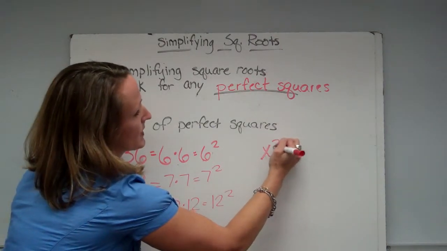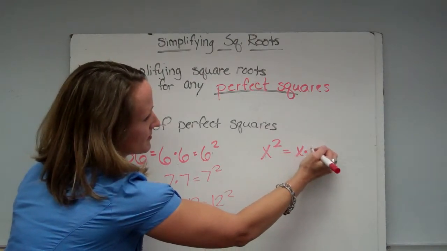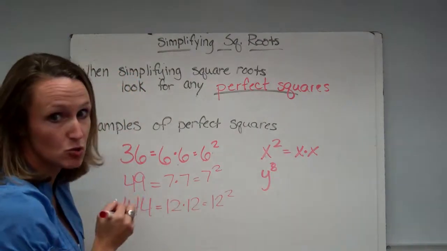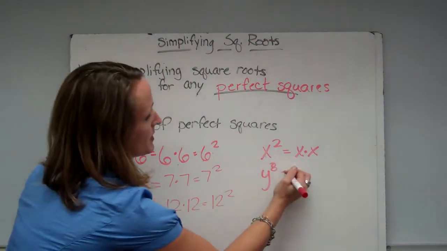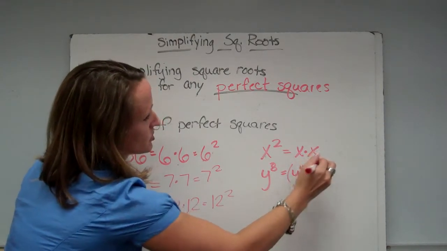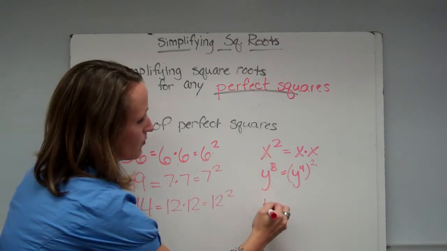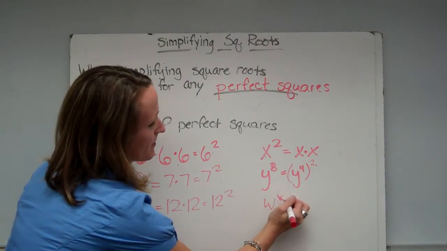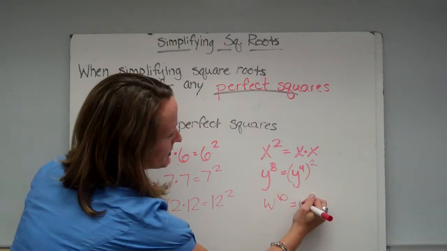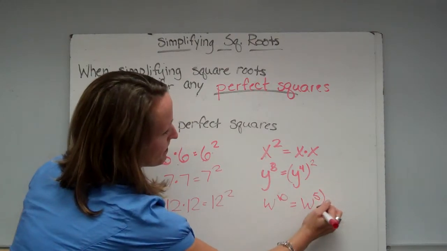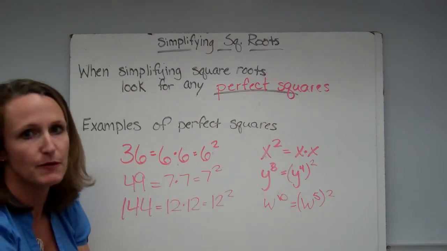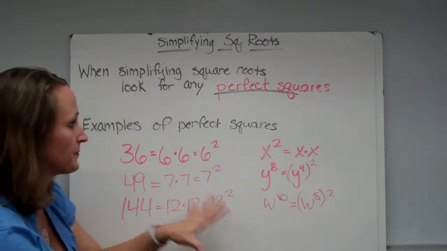So x squared is a perfect square expression. It's x times x. Y to the 8th is a perfect square expression. It would be y to the 4th squared. W to the 10th can be broken down to a perfect square expression. It would be w to the 5th squared.